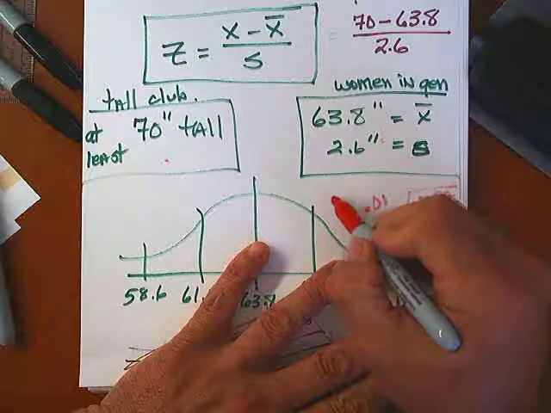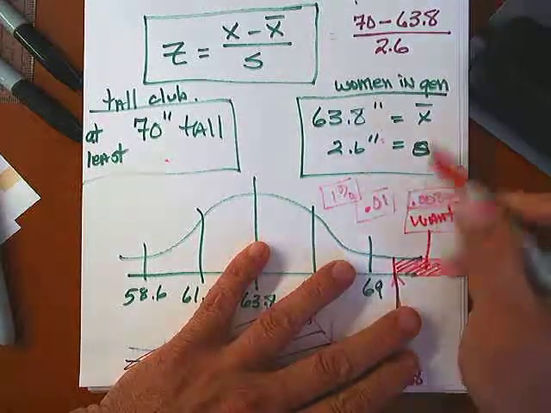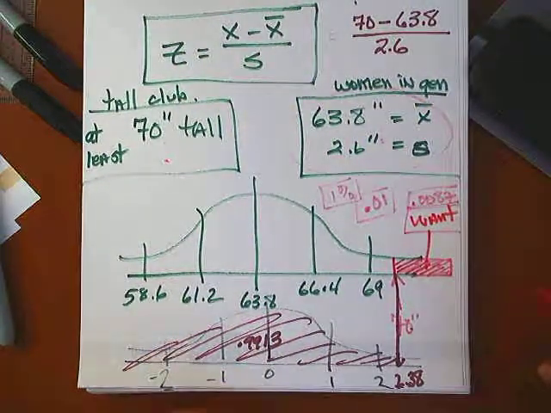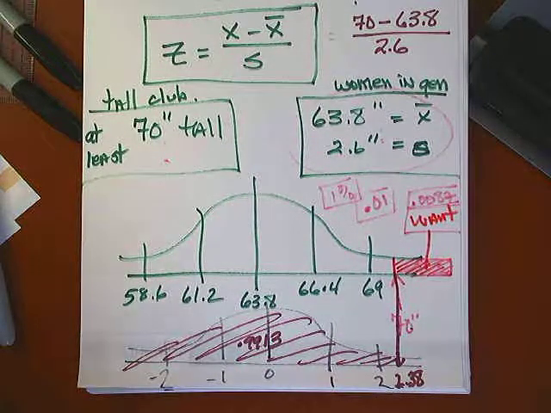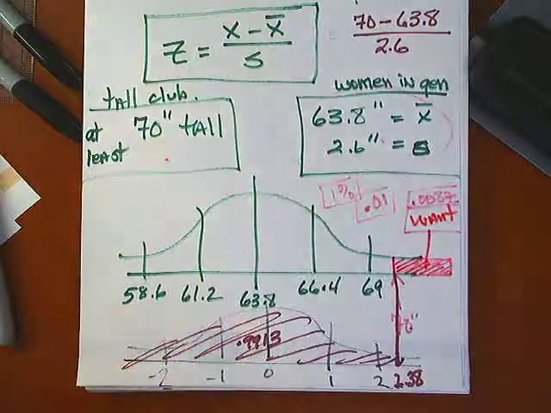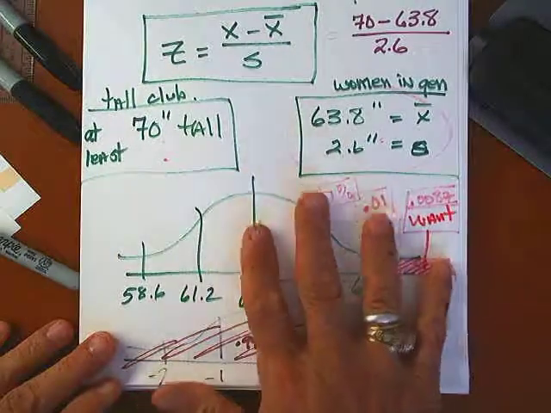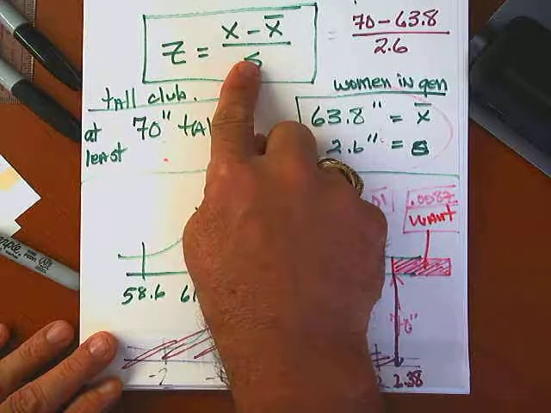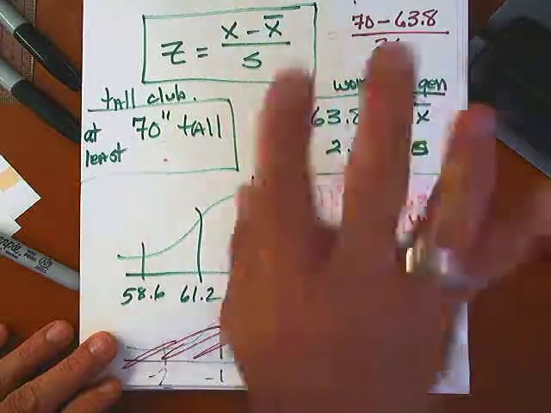Well, let's find 2.3. 2.3 is right here, 8 is right here, and I get a score of 0.9913, and that is to the left hand side. So we need the right hand side. You take your handy dandy calculator and you say 1 minus 0.9913, and that gives us 0.0087.